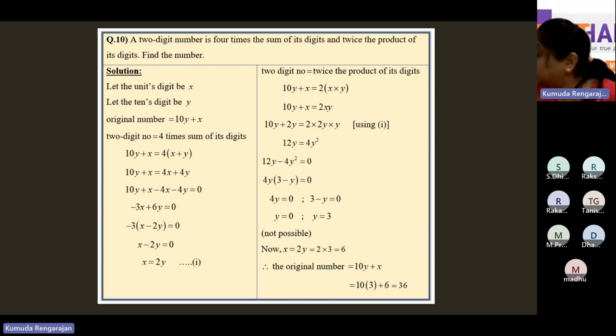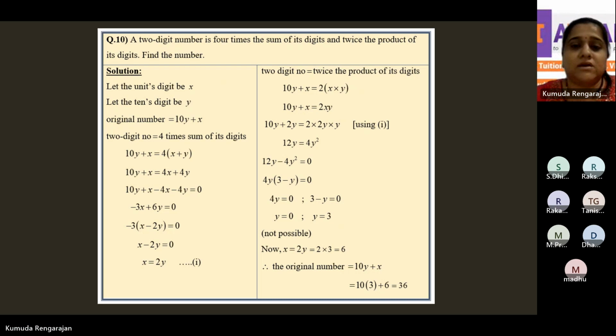Now, offline students, simplify the first equation and tell me what you're getting. Then I can help you. Okay, now online students, please listen. So it's a compound sentence. Two things are given here. See here, how do we read this? A two-digit number is 4 times the sum of its digits. Again, a two-digit number is twice the product of its digits.